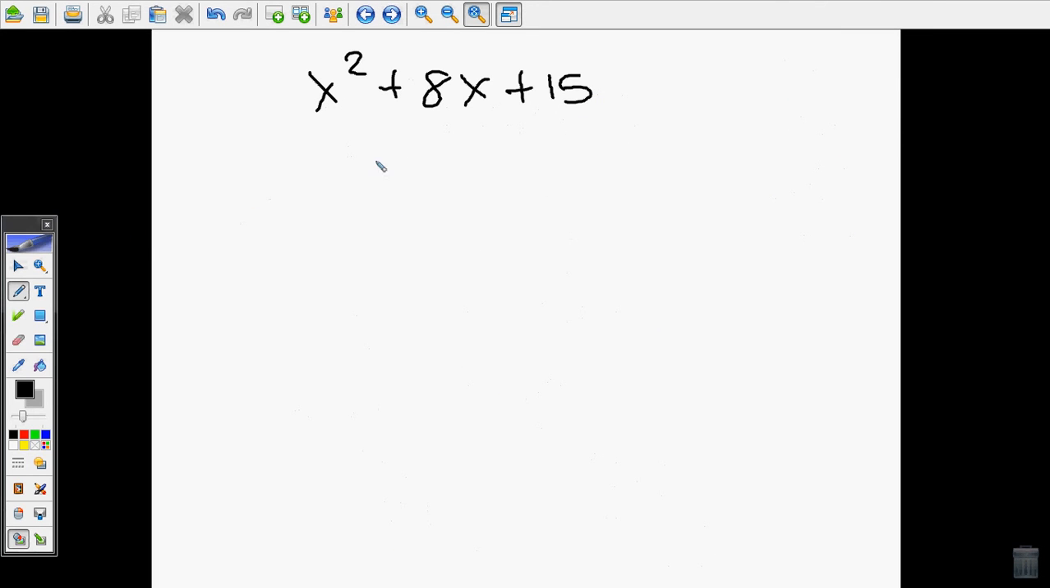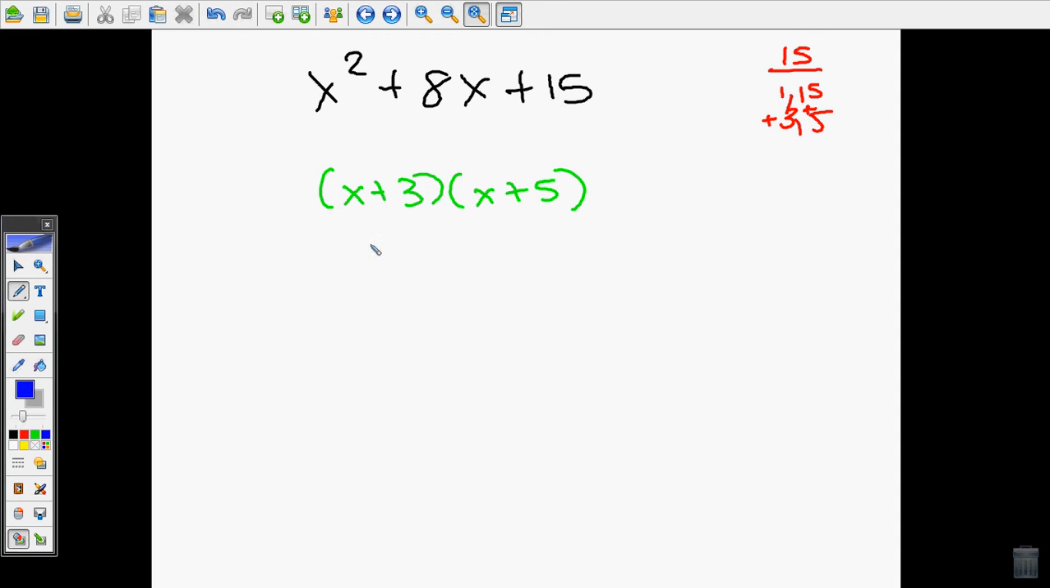Now let's try another one. Here we have 15 that we want to find the factors of. I got 1 and 15, and 3 and 5. Well, I want to get positive 8x here, so that tells me it's going to be positive 3 and positive 5. So this is going to be x plus 3 times x plus 5.